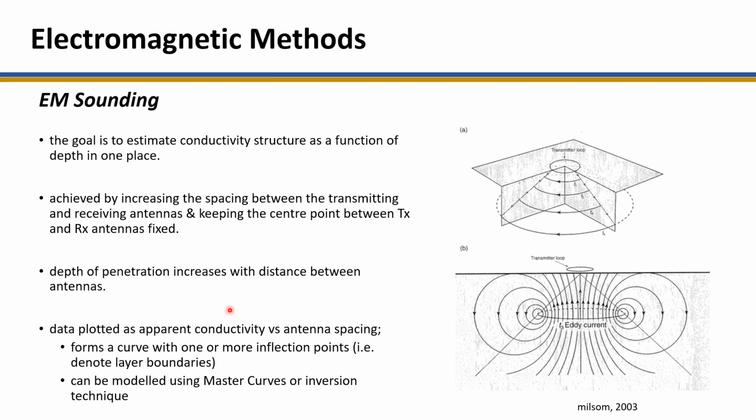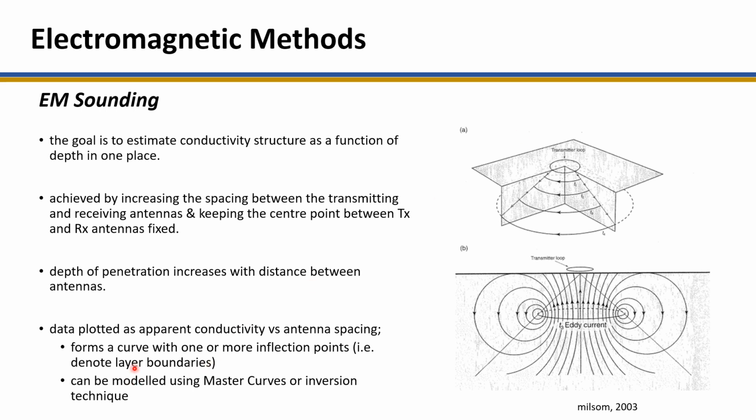The data collected from an electromagnetic sounding survey is typically plotted as apparent conductivity versus antenna spacing. Okay, like what we have done in the vertical electrical sounding, if you remember. Apparent conductivity is a measure of the conductivity of the subsurface that is affected by the depth of penetration of the electromagnetic field. The apparent conductivity will increase with increasing antenna or coil spacing, because the field will be able to penetrate deeper into the subsurface and will therefore be affected by a greater volume of conductive material.